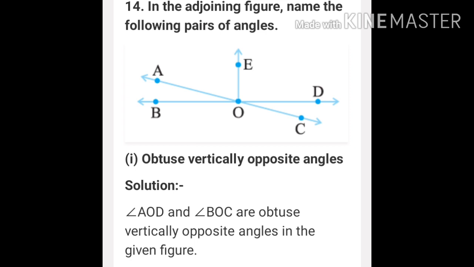Let's see question 14. In the adjoining figure, name the following pairs of angles. Obtuse vertically opposite angles. Angles AOD and BOC are obtuse vertically opposite angles in the given figure. You can see the figure has proper labeling and points are very clearly mentioned.